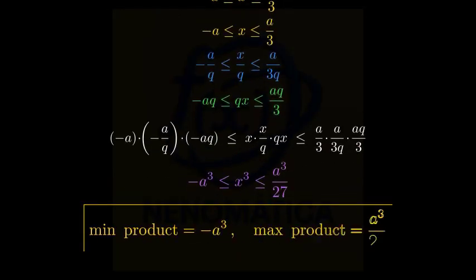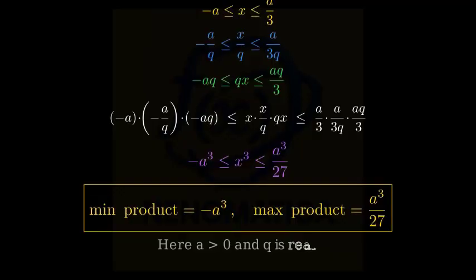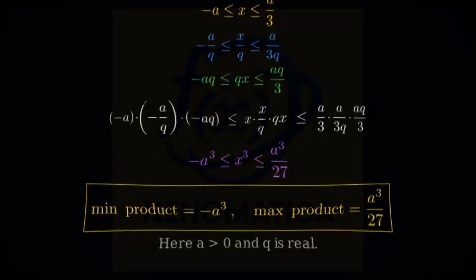Finally, the product of the 3 terms equals x cubed. Therefore, the minimum possible product is negative a cubed, achieved at x equals negative a, and the maximum possible product is a cubed over 27, achieved at x equals a over 3.